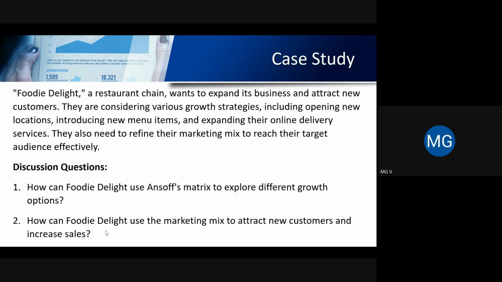So by considering different combinations of products and markets, that is market penetration, market development, product development, and diversification, they can identify the most promising growth avenues. How can Foodie Delight use the marketing mix to attract new customers and increase sales? Yes, please. They can introduce new menu items that cater to different tastes, offer competitive pricing, expand their online delivery services, and use social media marketing to reach their target audience.